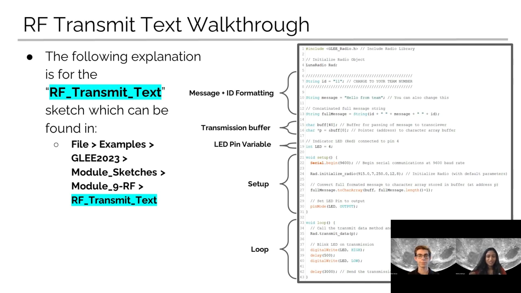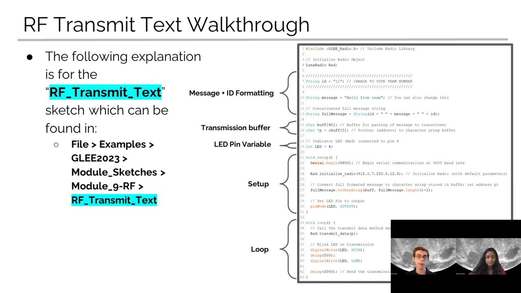Okay, so do you want to walk us through the RF transmit text? Yeah, so the first sketch we are doing is the RF transmit text sketch, which can be found in the same place I said before, which is File, Examples, GLEE 2023, Module Sketches, Module 9 RF.